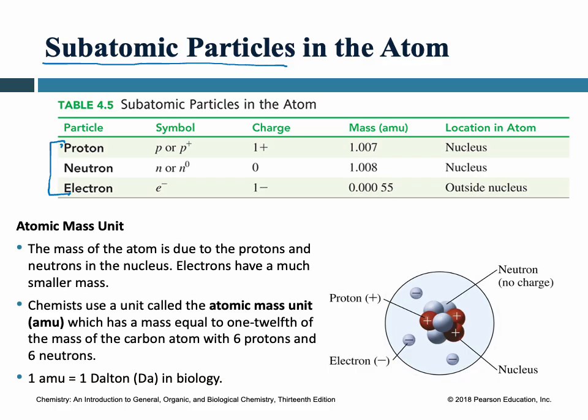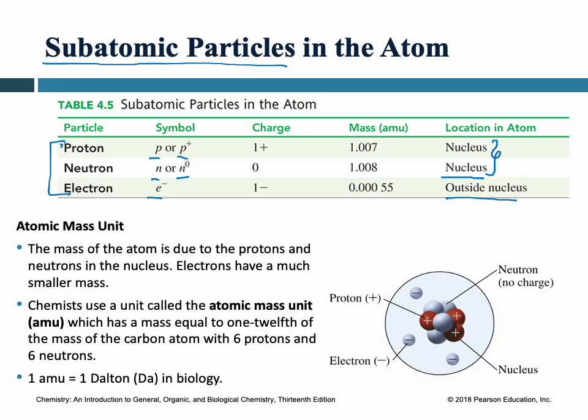This tells you why Dalton's theory, which said that the atom is indivisible, is not true, because it can be divided into protons, neutrons, and electrons. The symbols you can see right here: a proton is usually written as P or P plus because it has a positive charge. Neutrons are N or N0. Electrons are e with a negative charge. The charge is positive 1 on a proton, negative 1 on an electron, and neutral on a neutron. Protons and neutrons are located inside the nucleus of an atom, whereas electrons are located outside the nucleus. So please remember this chart.